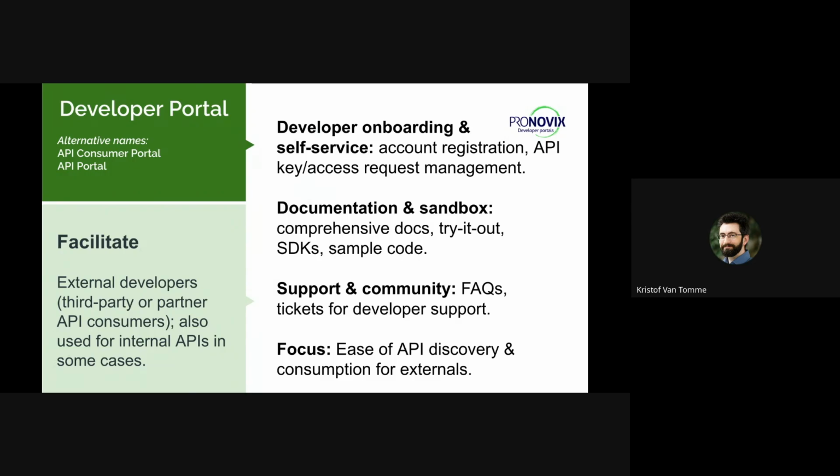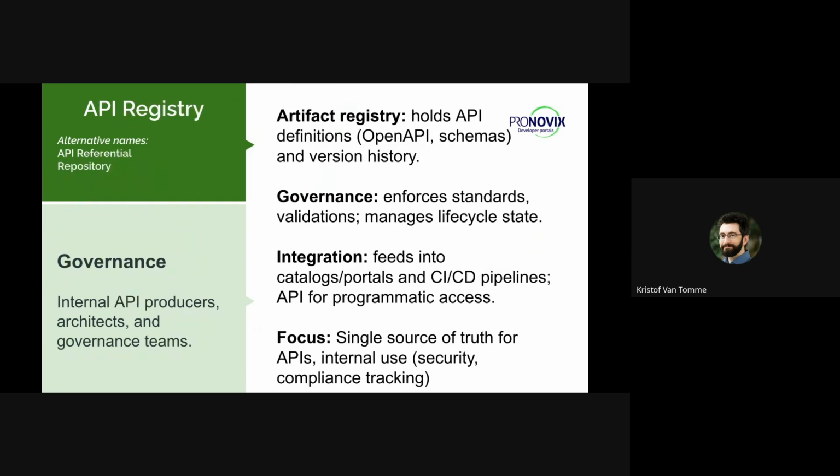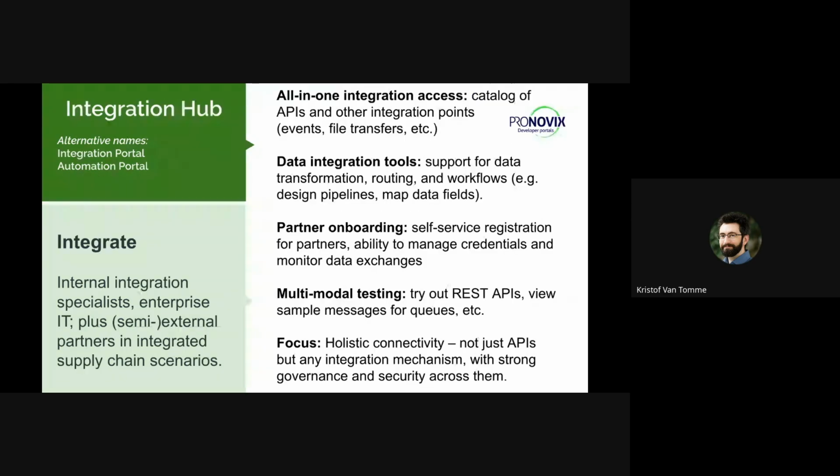The first one that I already mentioned is the external-facing developer portal, where the focus is on API discovery and consumption and time to first hello world. Second one is API catalogs, which are primarily about discovery and findability. Often these are catalogs that are trying to be complete for the whole API landscape inside of an organization. There's the API registry, already hinted at that, which is trying to be a single source of truth, primarily from a governance perspective, to keep track of what API is in what state.